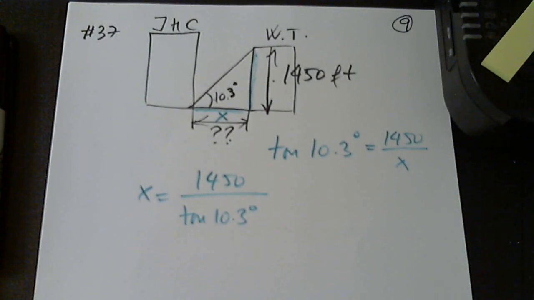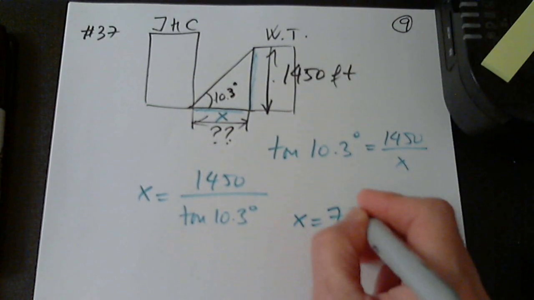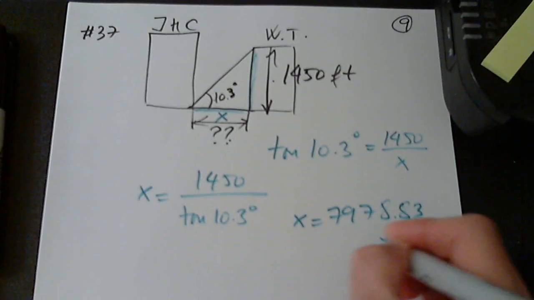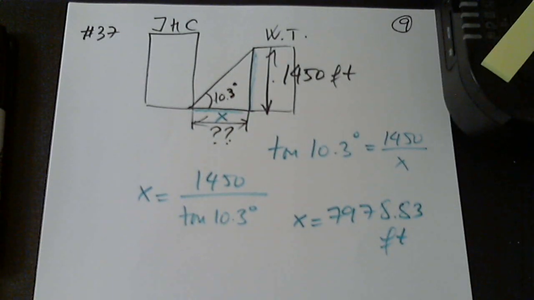Again, make sure that you have the calculator in degree mode. 1450 divided by, here's tangent 10.3 degrees. And that is x equals 7978.83 feet.